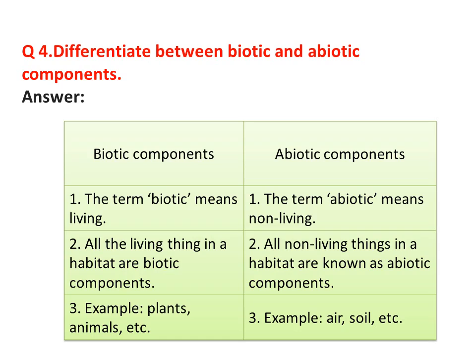Next difference: all the living things in our habitat are biotic components, but all non-living things in a habitat are known as abiotic components, isn't it? Examples of biotic components are plants and animals, and abiotic components include air, soil, clouds, and temperature. So here you can easily differentiate between biotic and abiotic components in our nature, isn't it?